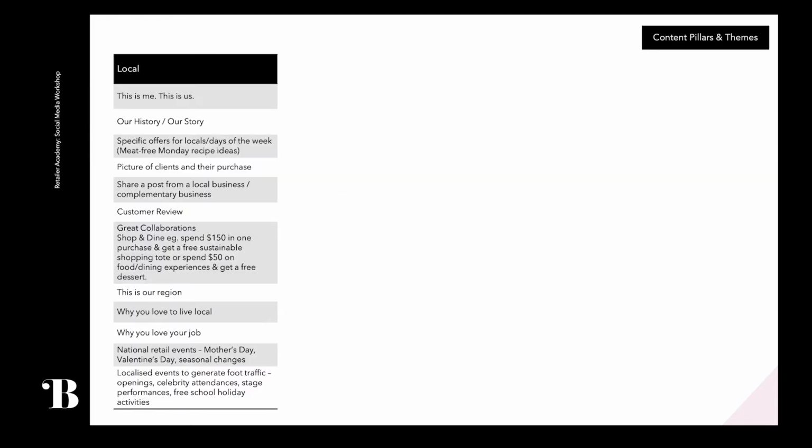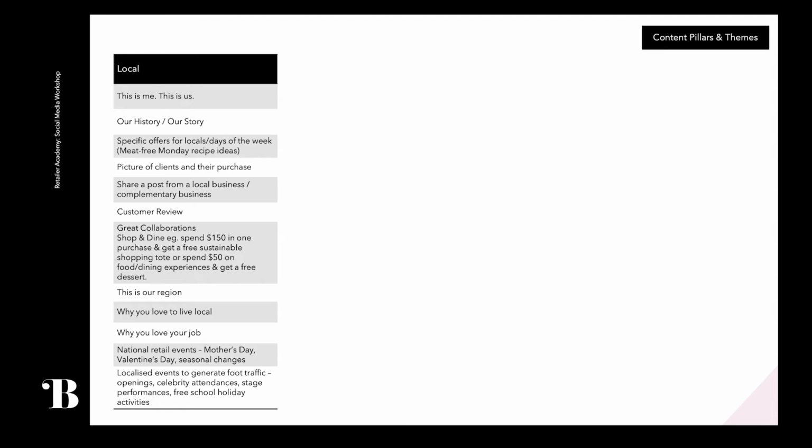Next step in your planning is really to start looking at your content pillars and themes. Now, content pillars are the black heading at the top of what I'm about to start showing you, and it's what you have an authority to talk about. What follows underneath are the themes and the ideas that actually marry back to the pillars. So at a very local level, you could be talking about this is me, this is us, this is our team, this is where we've come from and our story and our history and how we've grown and why we got into this business.